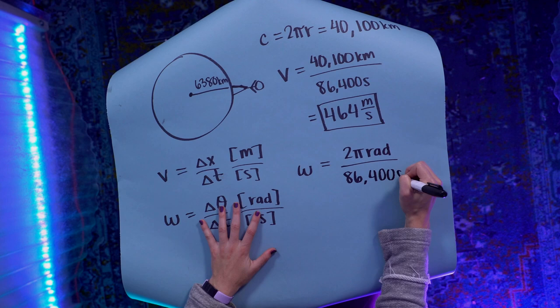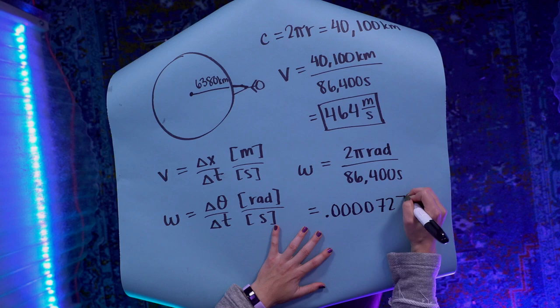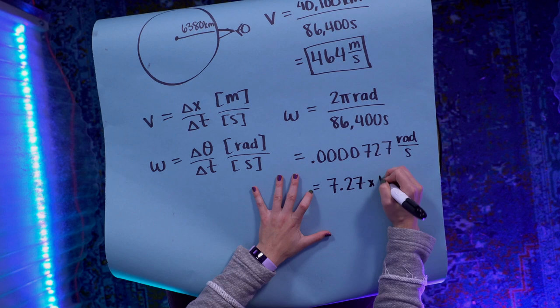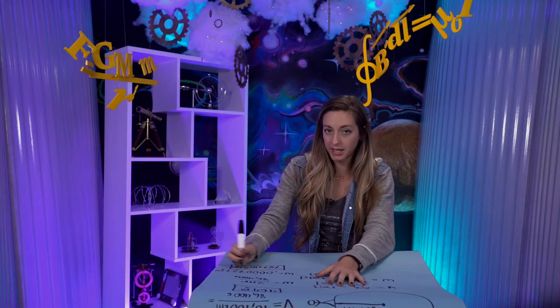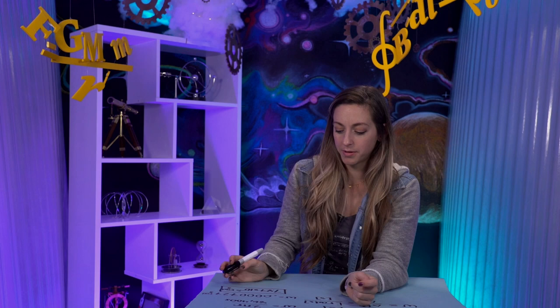So that works out to 0.0000727 radians per second, or 7.27 times 10 to the minus 5 radians per second. That's my angular velocity. That seems small. It is kind of hard to imagine 0.0000727 radians per second and what that means.